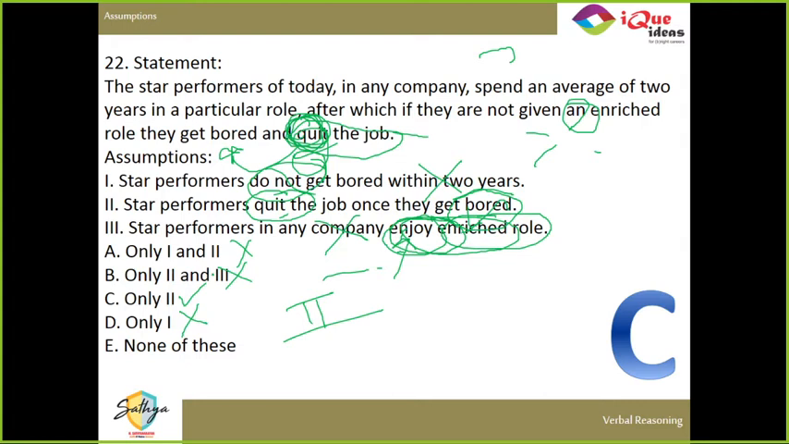Did everybody get this one? The best option definitely has to be number 2. The enriched role does not give them joy, but not having the enriched role makes them bored. And hence, the third assumption is not my answer.